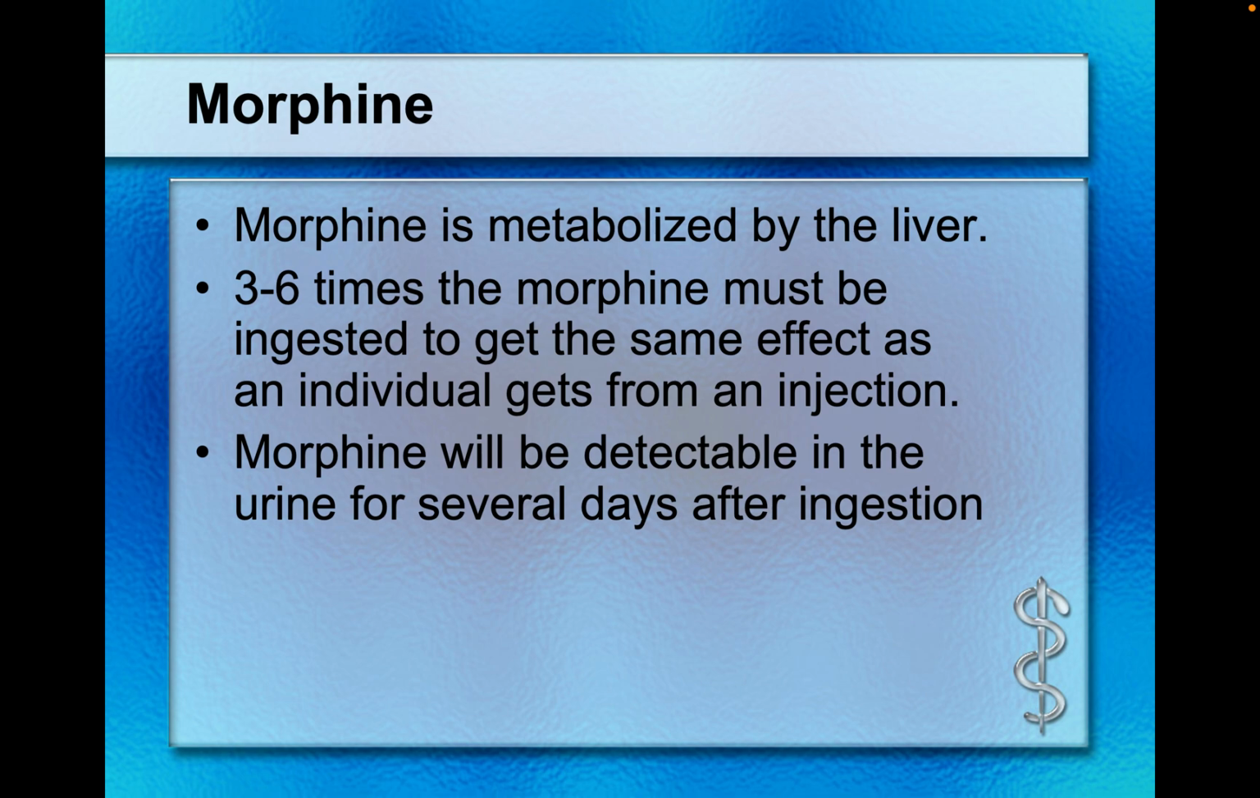Morphine is metabolized by the liver. 3 to 6 times the morphine must be ingested to get the same effect as individuals get from an injection. Morphine will be detectable in the urine for several days after ingestion.